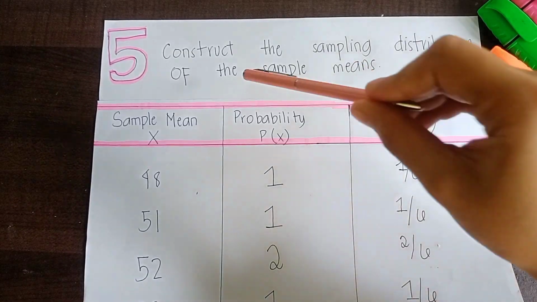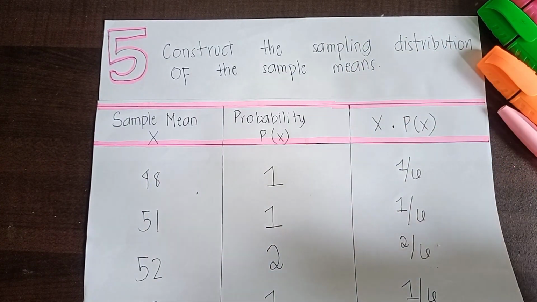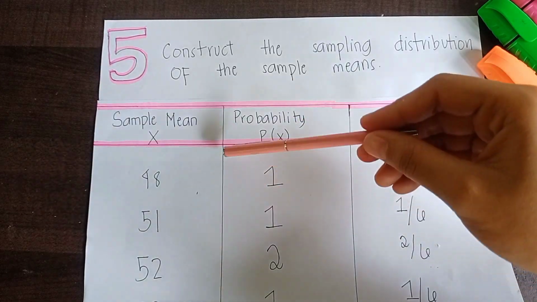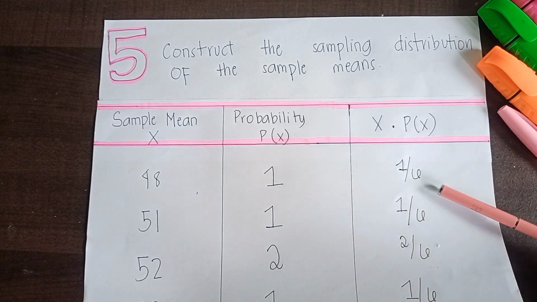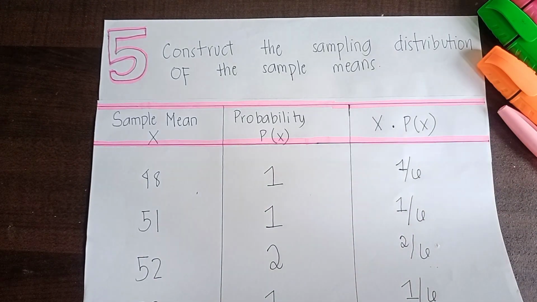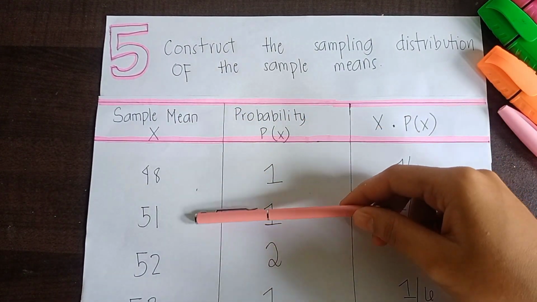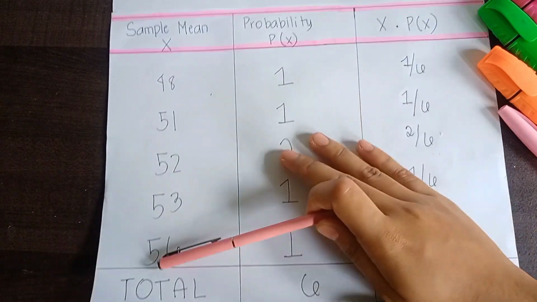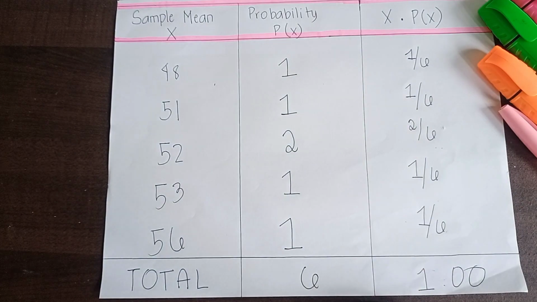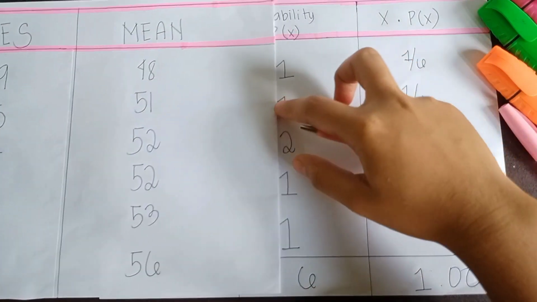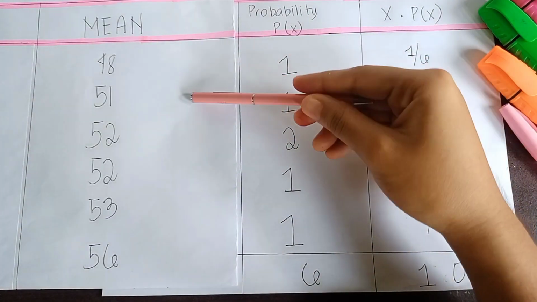Step 5. Construct the sampling distribution of the sample means. We will create a table with 3 columns. The first column will contain the sample mean, the second column will contain the frequency, and the third column will contain the probability. In the first column, we should bear in mind to arrange the elements from least to greatest. So we have 48, 51, 52, 53, and 56. These are from the previous step that we had earlier.